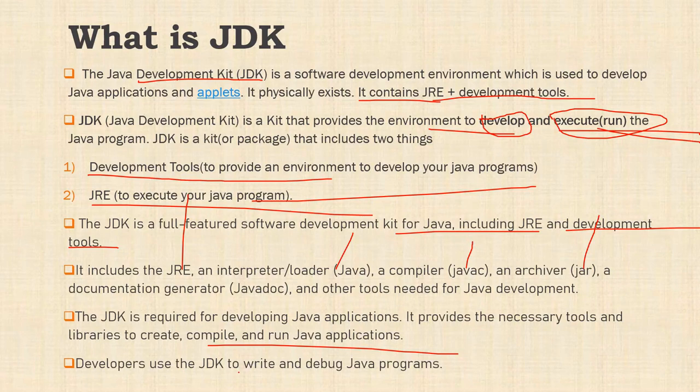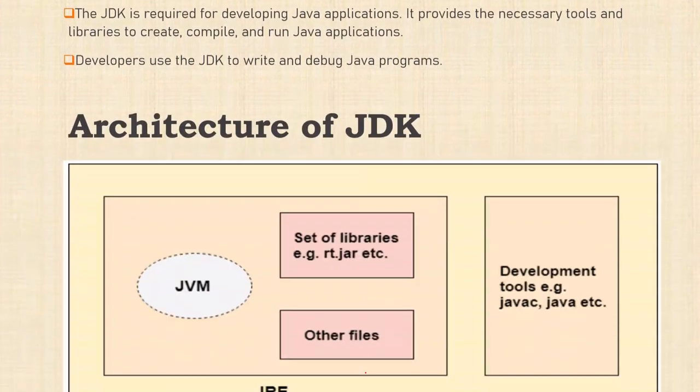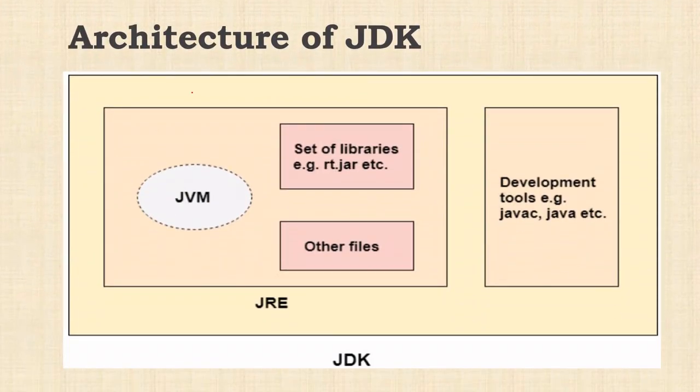Developers use the JDK to write and debug Java programs. So this is the architecture of the JDK, the big picture. Just now we saw the architecture of the JRE. Inside the JDK, the JRE will be available, and inside the JRE, the JVM will be available. So this will be the conclusion.